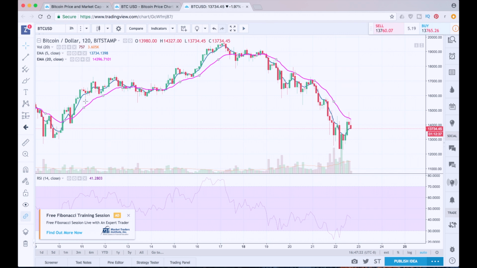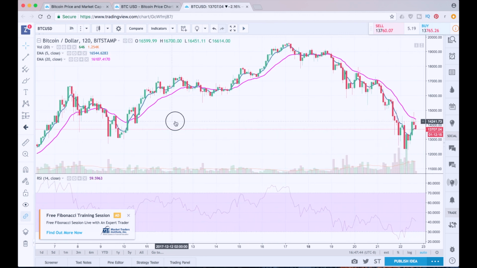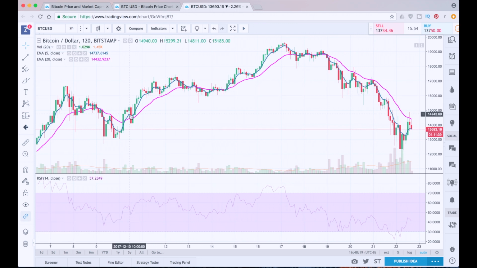So let's see if I can change this to something a little more meaningful. All right, so if we change it to something like 2 hours, and the reason I'm doing that is not for any particular reason other than that's a good interval right now that shows where the lines cross. So the 5 represents a smaller moving average, which is this blue line, and the magenta represents the longer moving average, the 20, which is this magenta line. If the blue line, which is the smaller average, goes above the larger average, then that indicates that there might be some sort of breakout.